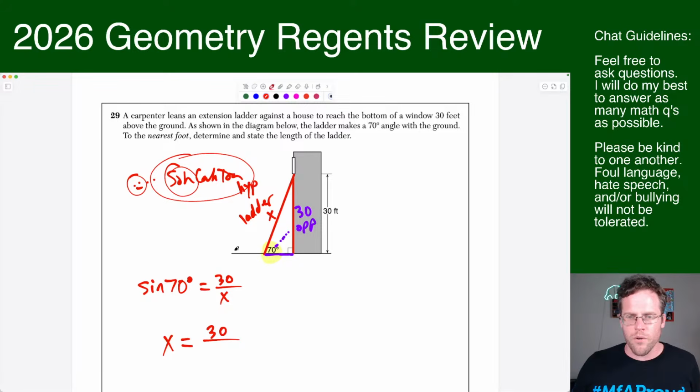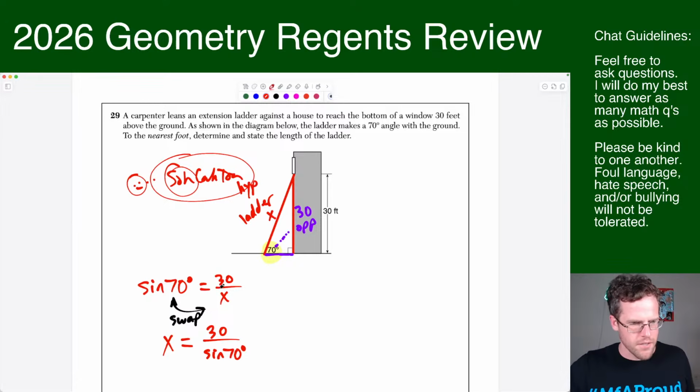So here, there's a nice little algebra technique you could do. This is the harder version, but you could just swap these two. So you could switch x with sine 70 and say 30 divided by sine 70. It's really nice when you're not looking for the hypotenuse, because then when you cross multiply, you're just done. But you could just swap these two, and you get 30 divided by sine 70.